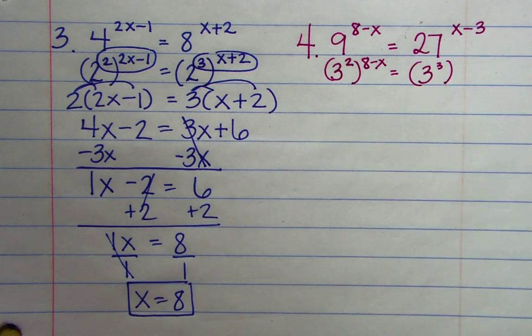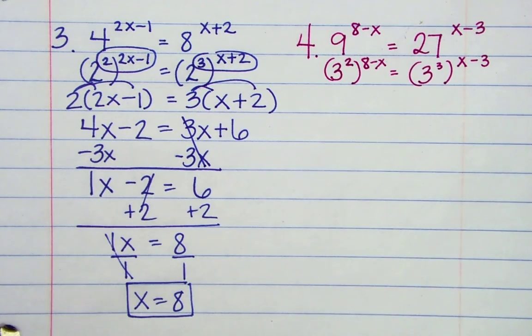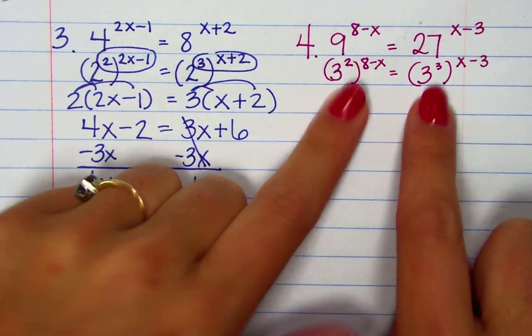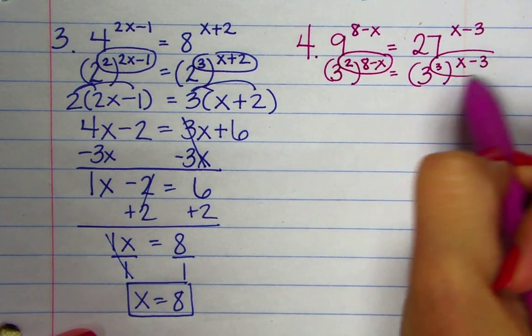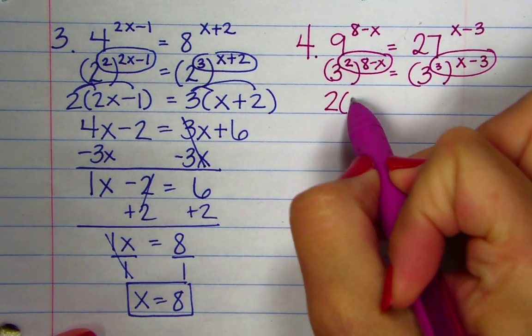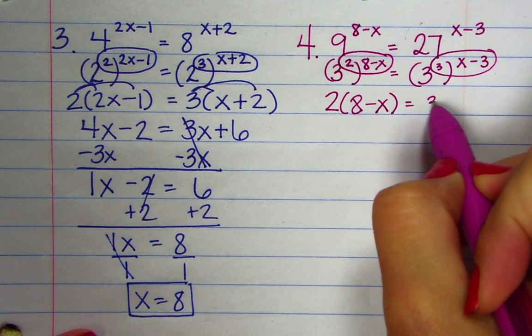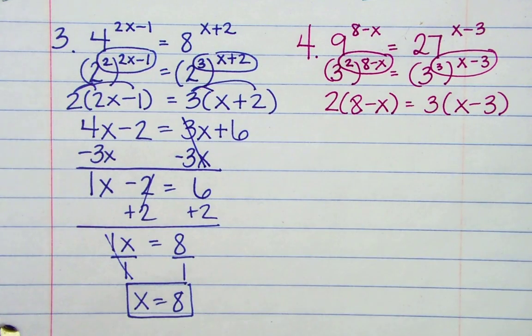3 to the fourth power is 81. Right, but again, if you think you know it, you can check it. You can just try it and then see, oh wait, that's not it. This one happens to be 2 and 3, just like the last one. It's not always going to be that way. So then again, we just take the exponents and bring them down. 2 times 8 minus x equals 3 times x minus 3. And again, I'm going to let you guys finish this one. I'm going to come and check your answer.